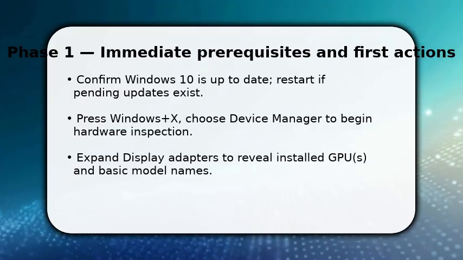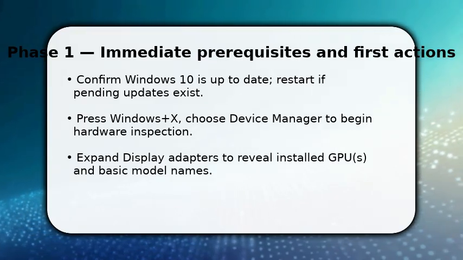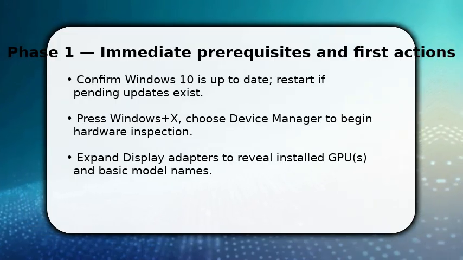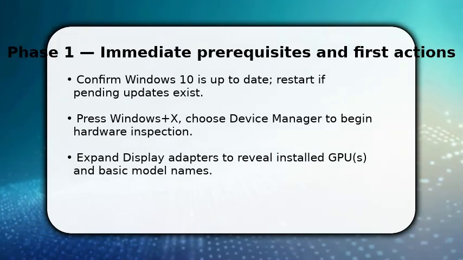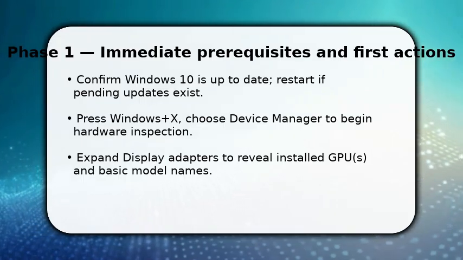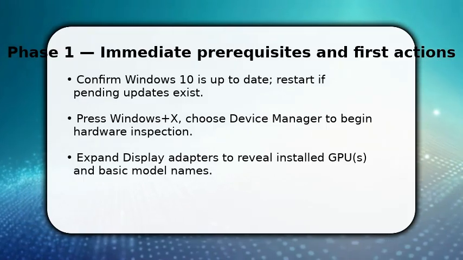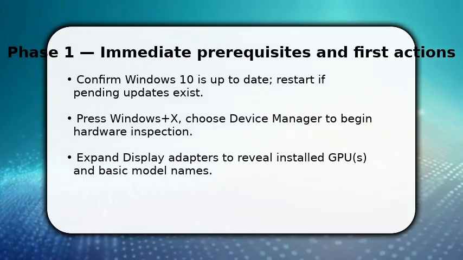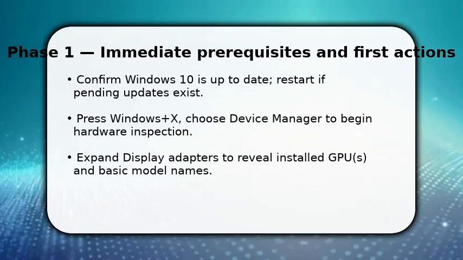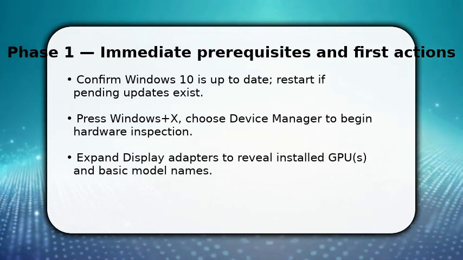You'll start by confirming Windows updates are installed so drivers report correctly. Once done, press Windows plus X and open Device Manager. This is the quickest path to hardware detail. Expand Display Adapters and look for the GPU entry. That name tells you the installed device and vendor. If multiple entries appear, you may have integrated and discrete GPUs. Make sure to note exact model text, because you'll use it for driver downloads and more detailed checks later.